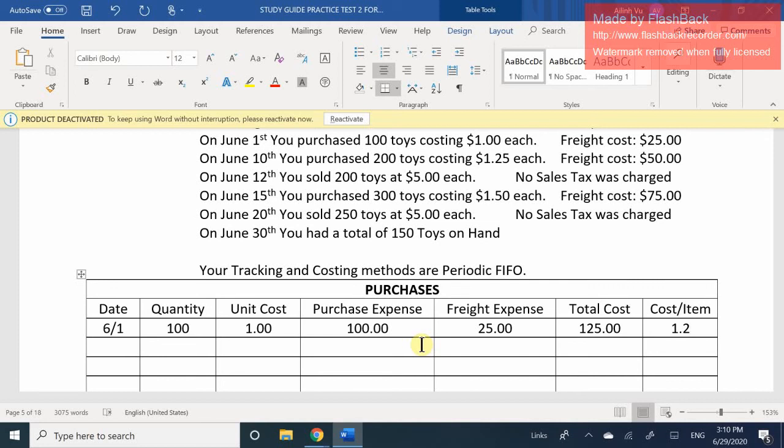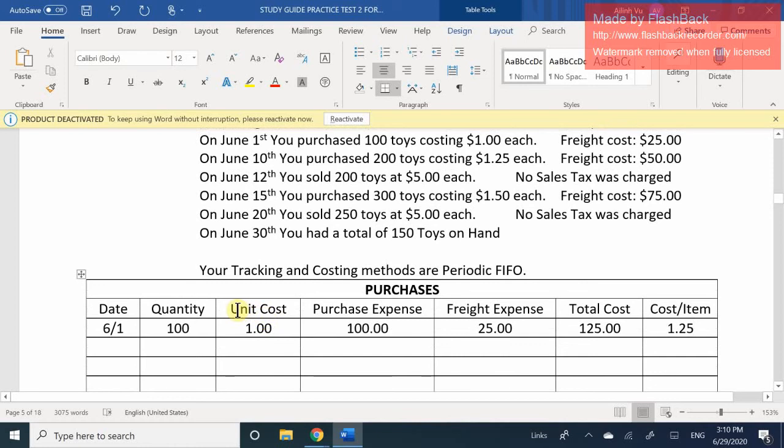That's wrong. It's not right. Okay, 125 divided by 100 is $1.25. Yeah, 1.25. Okay.